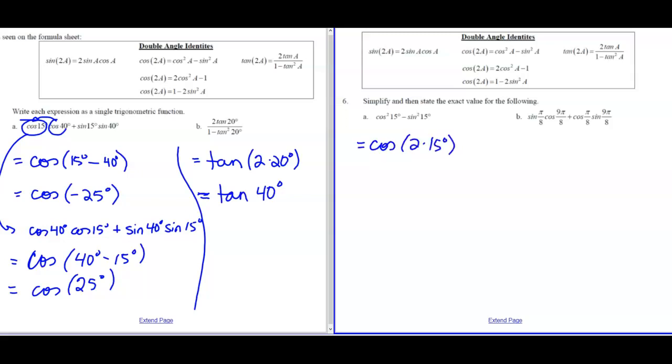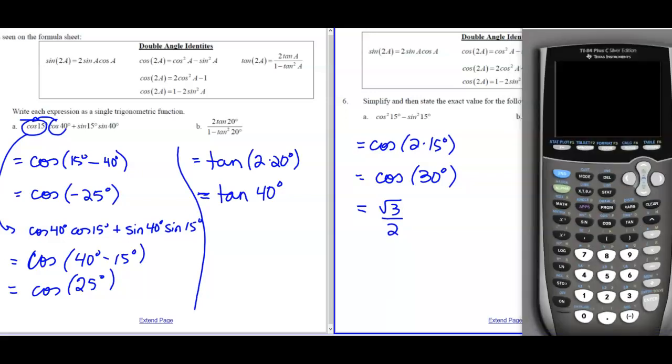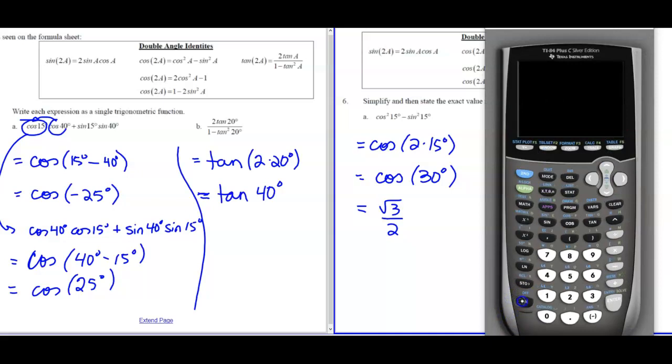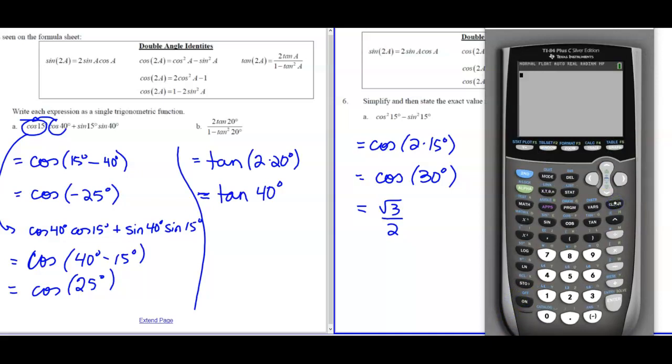Right now, the way it is, I can't get the exact value. I can check it, I can get a decimal form, but now, when I use that double angle identity, it's equal to cos of 30 degrees. Well, cos of 30 degrees is root 3 over 2. Okay, all of these, though, you can check with your calculator, so please do that. It kind of drives me nuts when you have the ability to check, right?